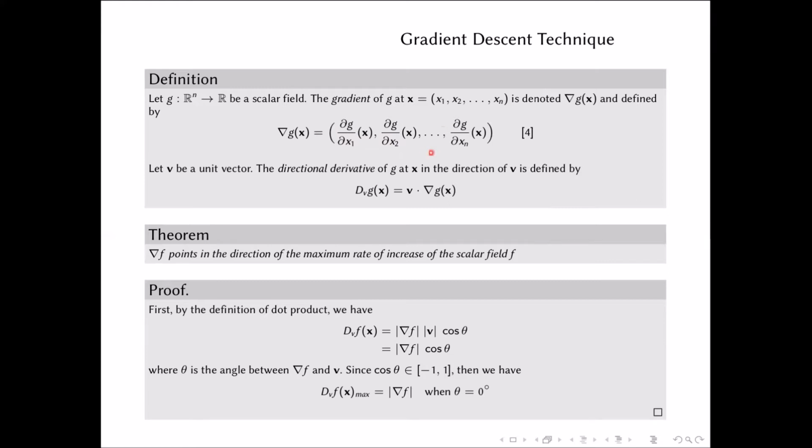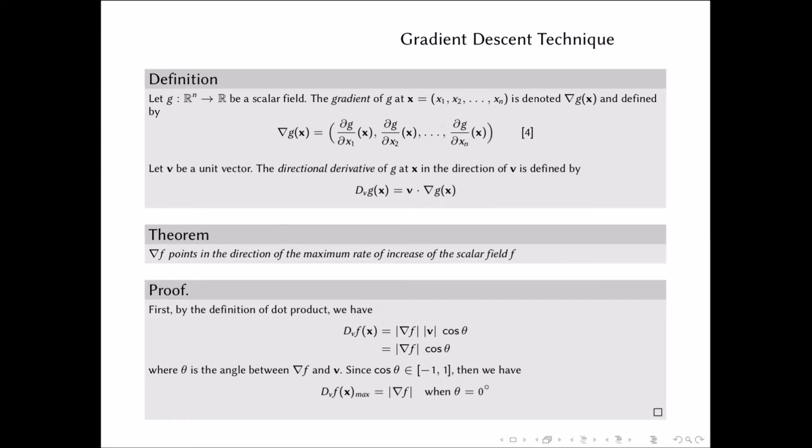Now, if we let V be a unit vector, then by definition, the directional derivative of G at X in the direction of V is defined by V dotted with the gradient of G evaluated at X. One important theorem about the gradient is that the gradient of F points in the direction of the maximum rate of increase of the scalar field F.